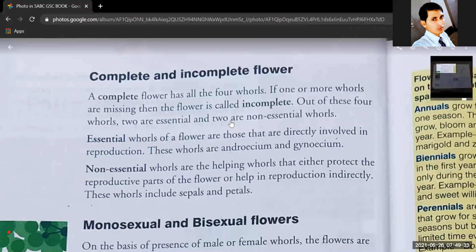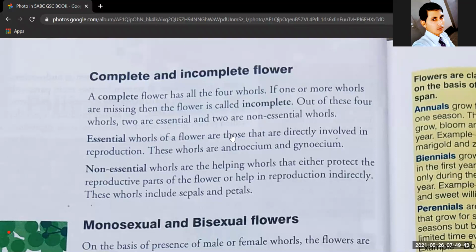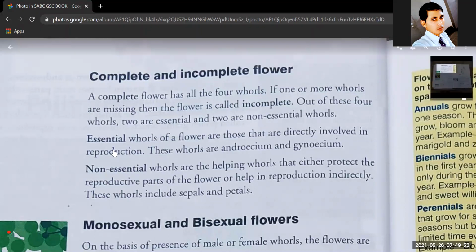Out of these four whorls, two are essential and two are non-essential whorls. Means these four whorls are there, in which two are important and two are not important. So which one is important and which one is not important, essential or non-essential? Let us discuss it here.